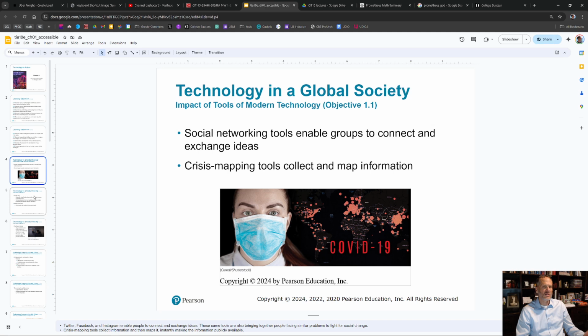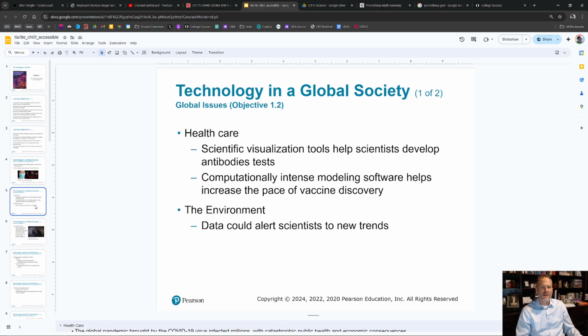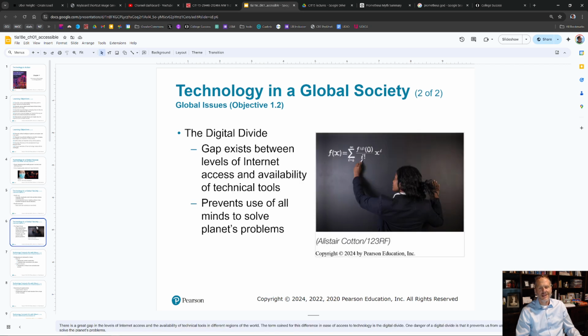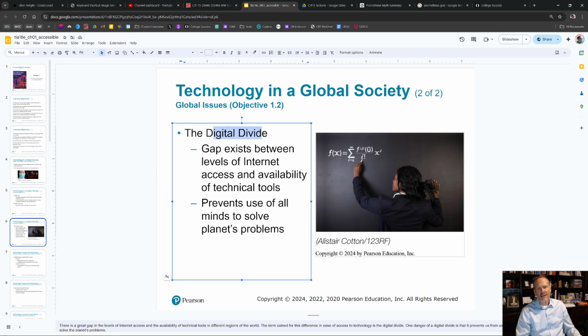So really what this is showing us is that we live in a society which is deeply married to technology, and technology influences all aspects of our lives. Healthcare, the environment, we're using technology in all of that. The digital divide refers to those who have access to technology and those who do not, the gap that exists between people who have internet access and access to computers.